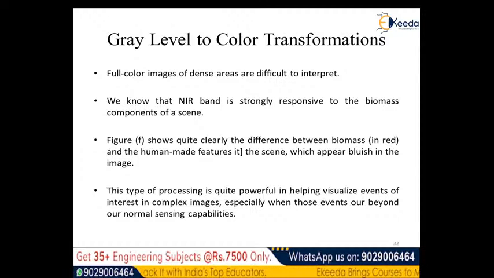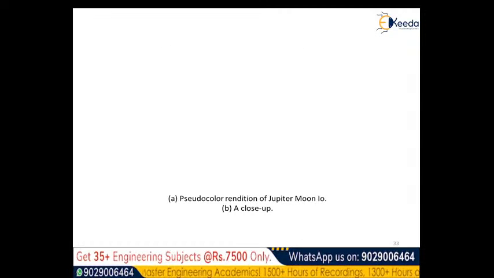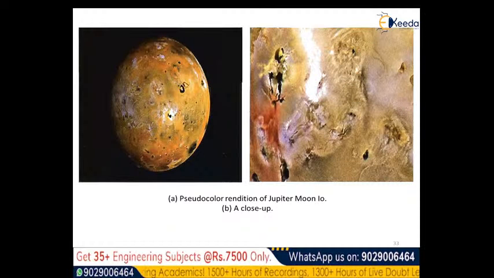Now we shall conclude this topic, gray level to color transformation, with one more figure, which is an excellent illustration of the points we have seen. We visualize the 2 parts A and B of the image. In part A, we have the pseudocolor rendition of the Jupiter moon Io, and a close-up, magnified view of the same in part B. These 2 images of the Jupiter moon are shown with the help of pseudo color. These are not the natural colors.